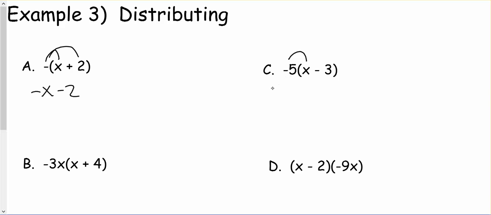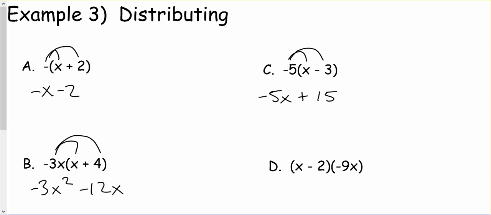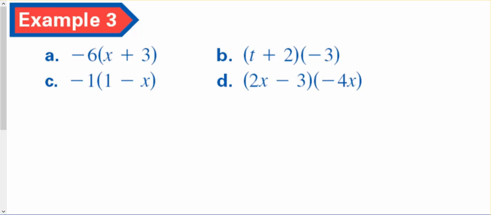-5 times x makes -5x. -5 times -3 makes 15. -3x times x makes -3x squared. -3x times 4 makes -12x. -9 times x makes -9x squared. And -9 times -2, well, I have two negative factors. That will make a positive 18x. Why don't you guys try and do these?